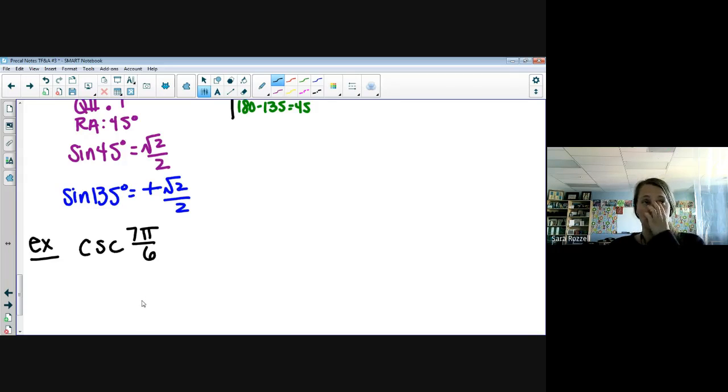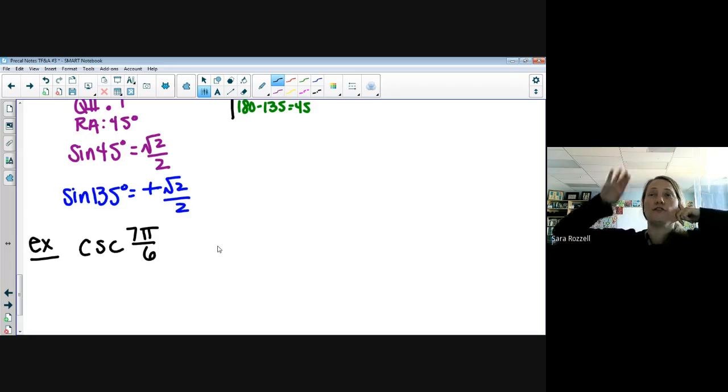What quadrant is 7 pi over 6 in? Anybody have an idea? Would it help to know what that was in degrees? Okay, so I'm going to show you guys a shortcut to figure out what the degrees is if these are pi over 6s or 4s or 3s.